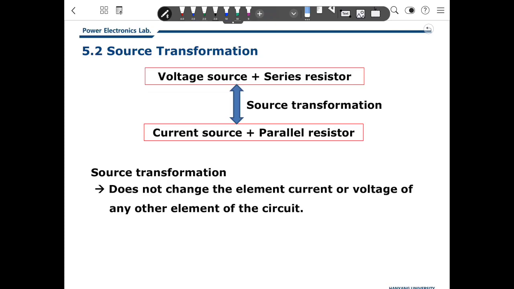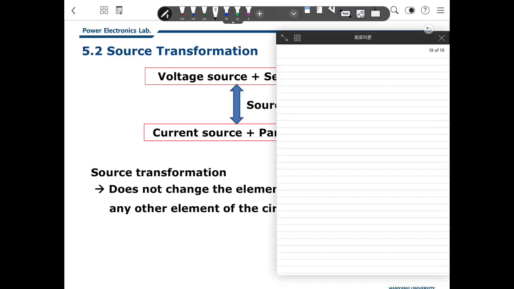So today we will study chapter 5. The topic of chapter 5 is the theorems.